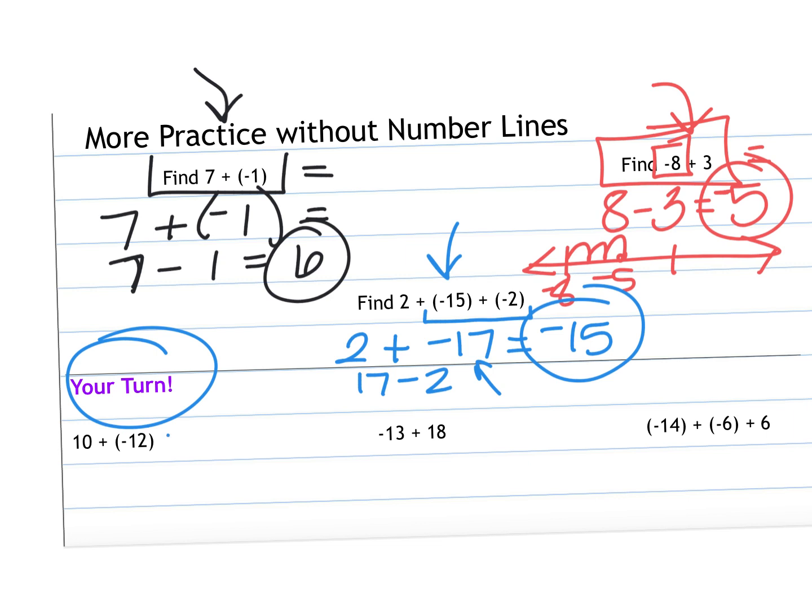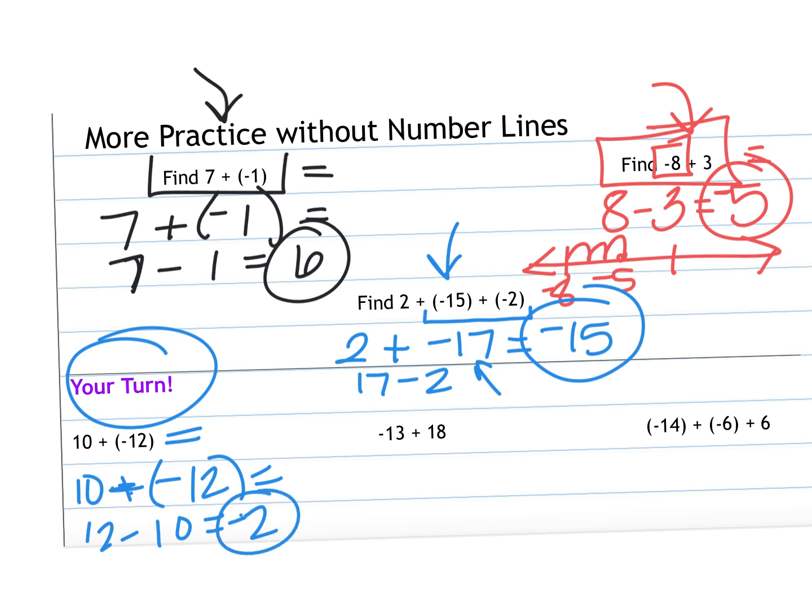So 10 plus negative 12. 12 minus 10 is 2. There's more negatives, so we would end up with negative 2. Negative 13 plus 18, different signs, so I subtract 18 minus 13. I get 5. 18 is higher than 13 and it's positive, so it stays 5.